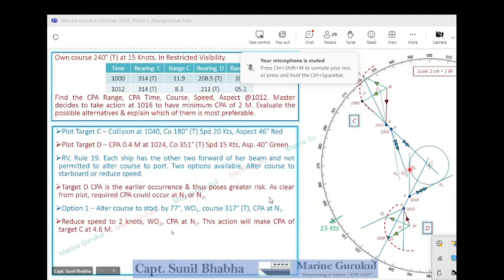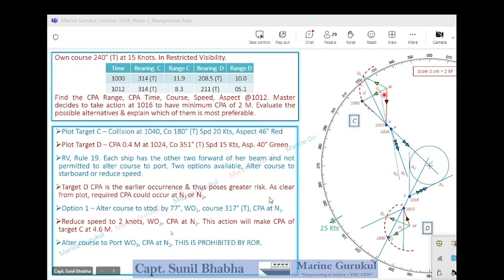Let us now check the effectiveness of the second option, that is reduction in speed for target Charlie. So let's do that. Our initial own ship vector was Whiskey to Oscar, WO. Now we modify the length of this vector as per our new speed of 2 knots. And this is modified now to WO2 here. You can follow the laser pointer, W2O2.